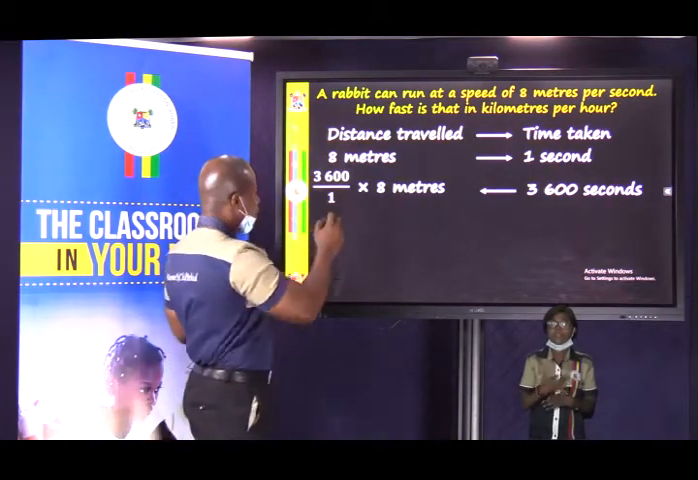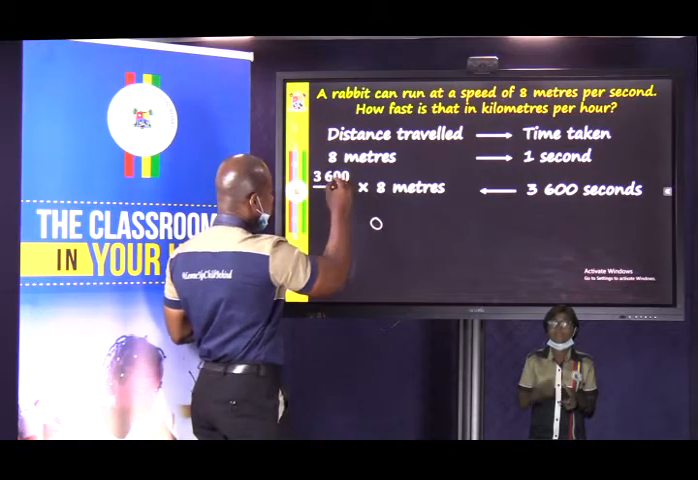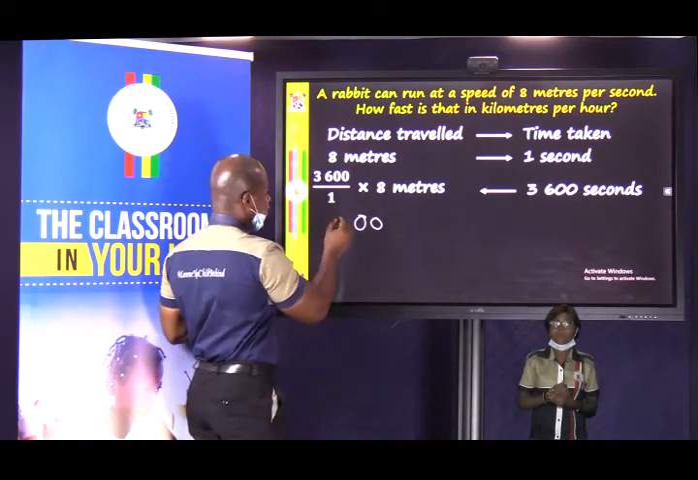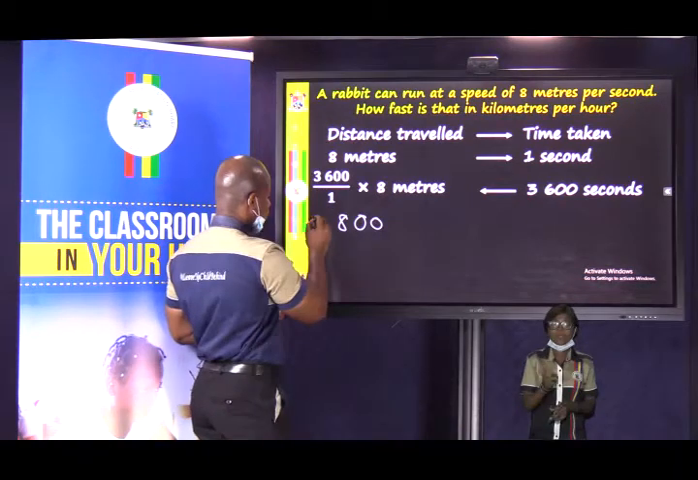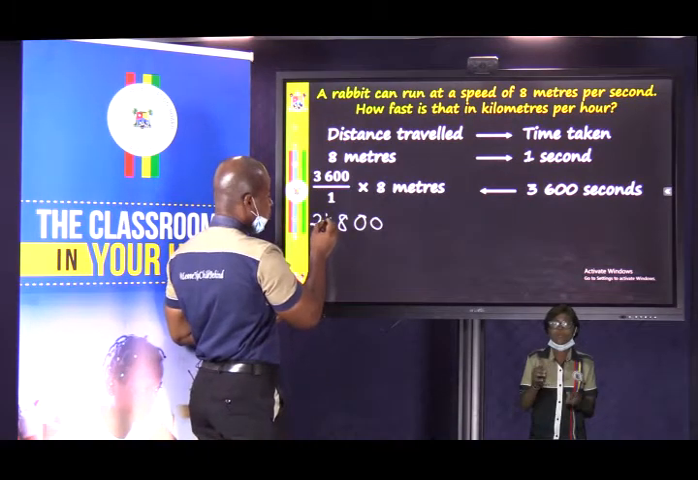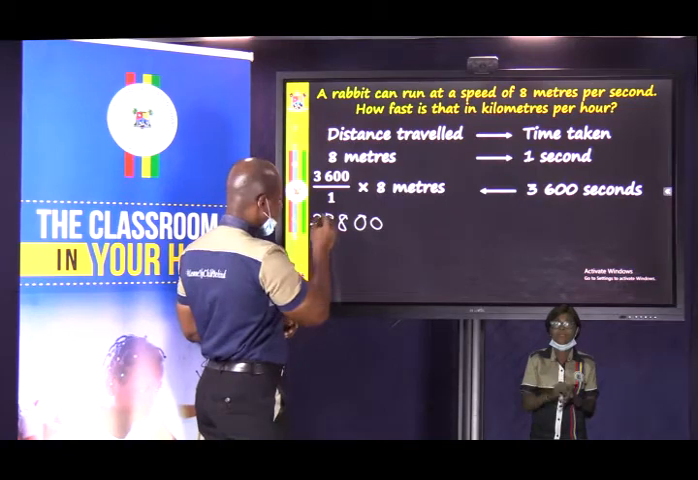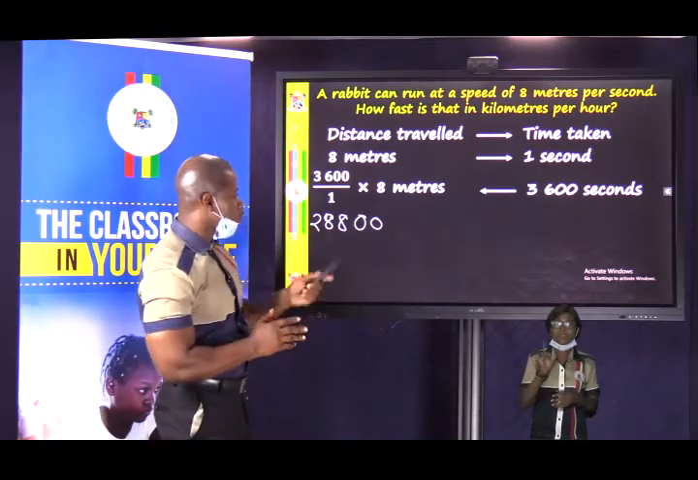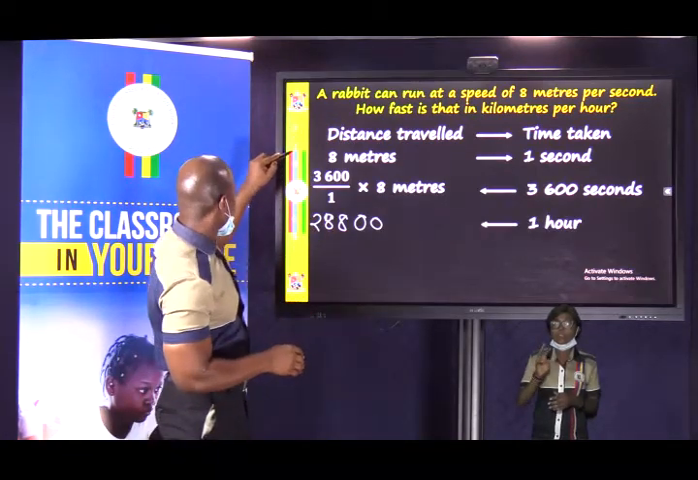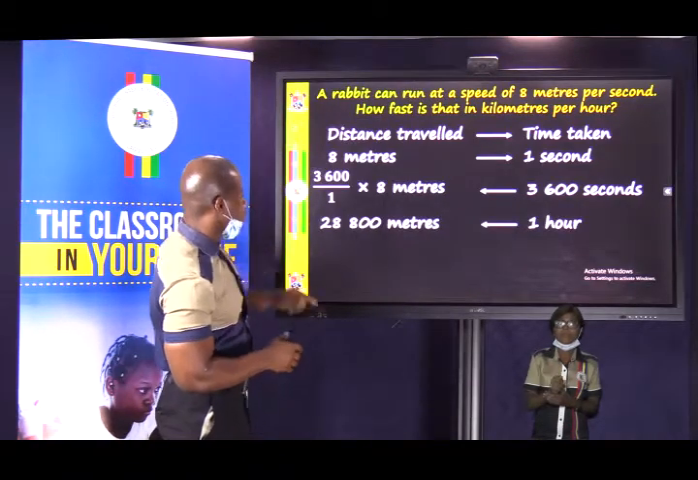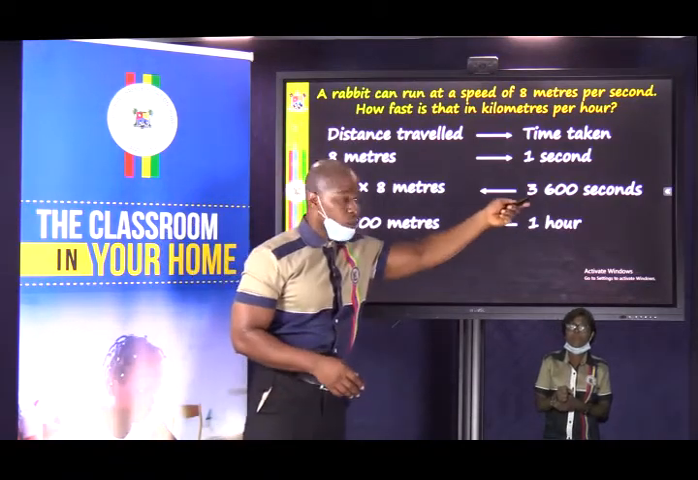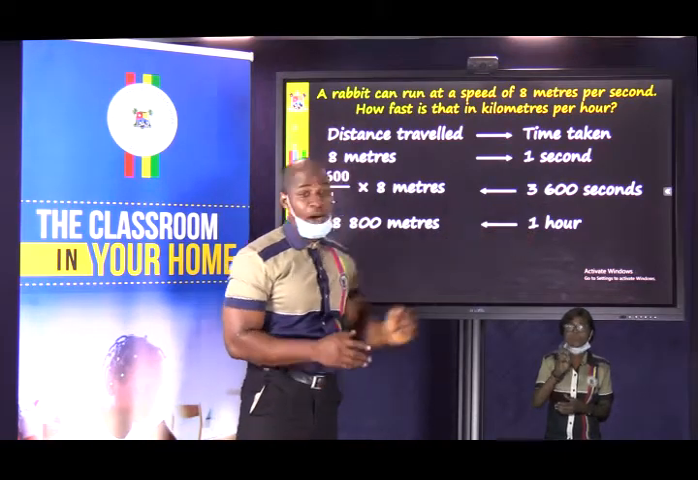Now let's multiply. 8 times 0 is 0. 8 times 0 is 0. 8 times 6 is 48. Regroup 4. 8 times 3 is 24. Plus that 4 that we regrouped, that is 28. So we have 28,800 meters. Of course, 3,600 seconds is the same as 1 hour.